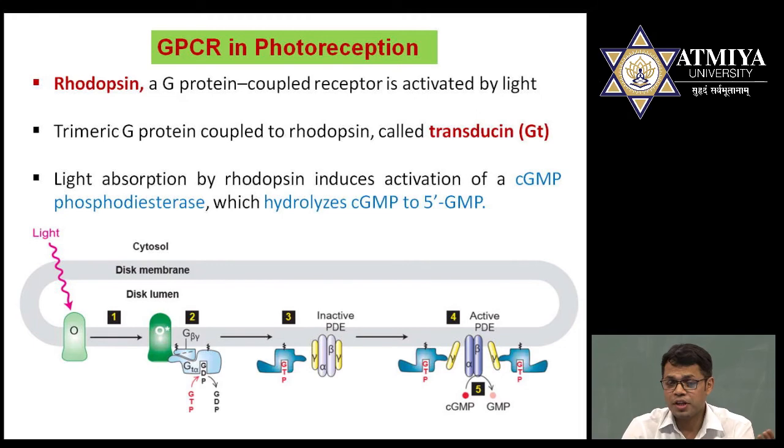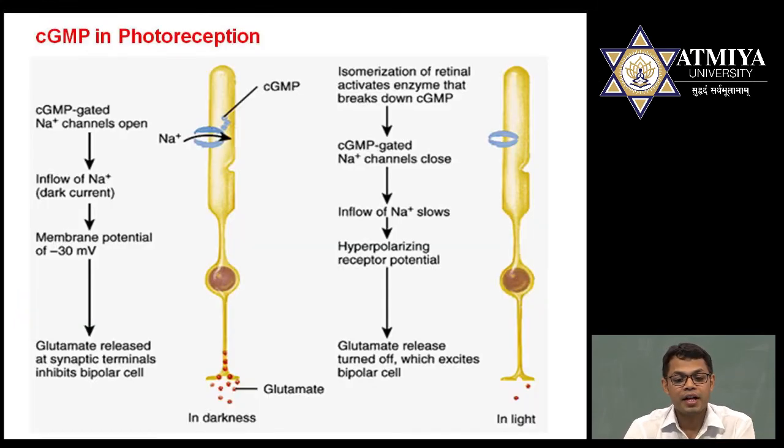Here phosphodiesterase is responsible for the conversion of cyclic GMP to GMP. The only difference is that in the case of cyclic AMP, I used the term cyclic AMP phosphodiesterase. Here I should use the term cyclic GMP phosphodiesterase. But the role is the same. Phosphodiesterase is responsible for conversion of cyclic GMP to GMP. Now in the diagram, you can see cyclic GMP is converted into GMP, which is the inactive form.